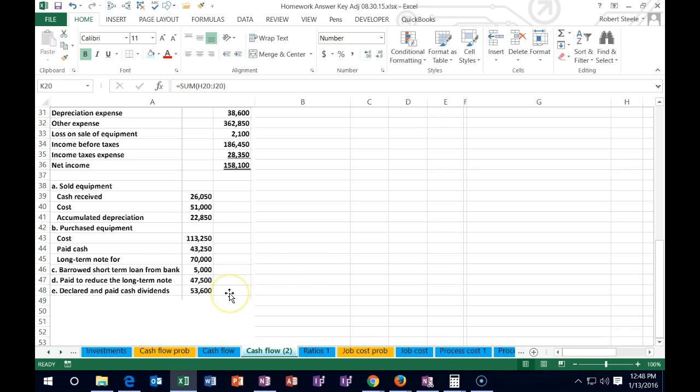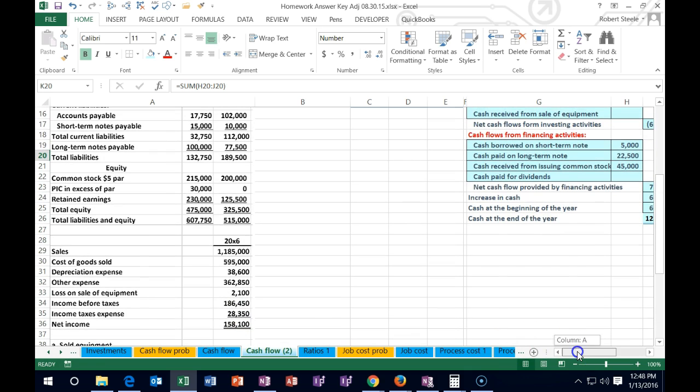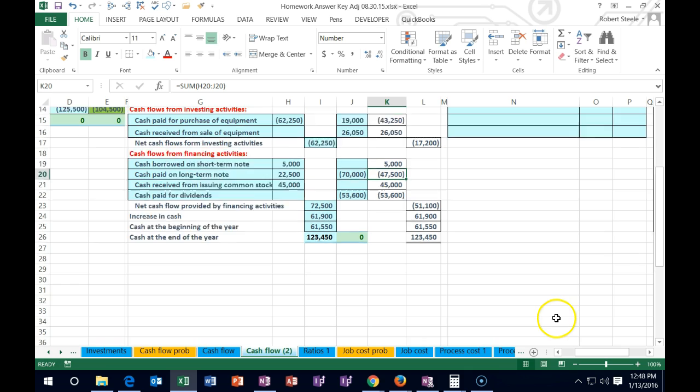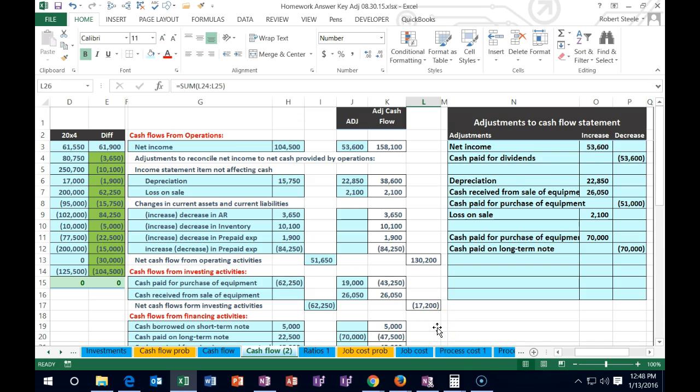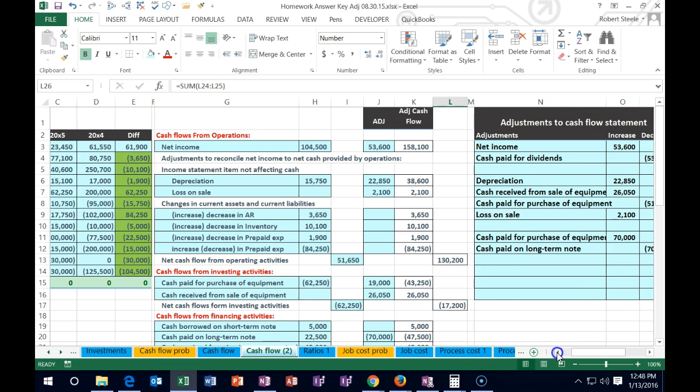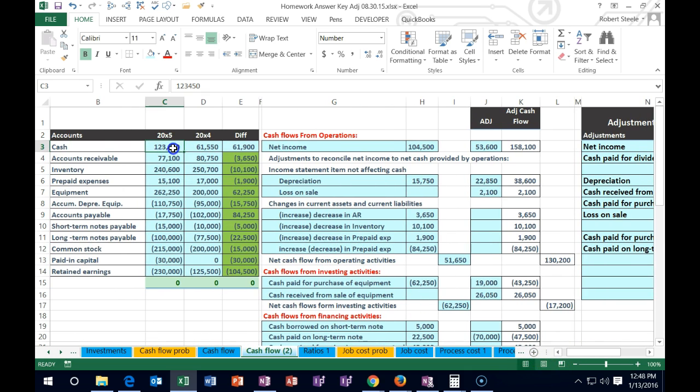Declared dividends of 53.6. That's the dividends that we paid. So we should have 53.6 in the financing activities. And we look down here, we have the 53.6 in the financing activities. So now this is basically our ending number. The 123,450 now ties out to the ending part of the cash. 123,450, that's what would be on the balance sheet.